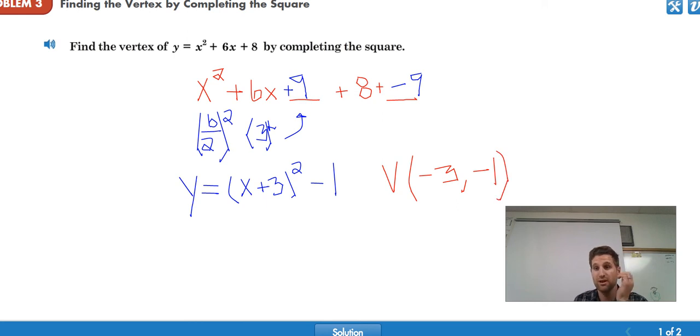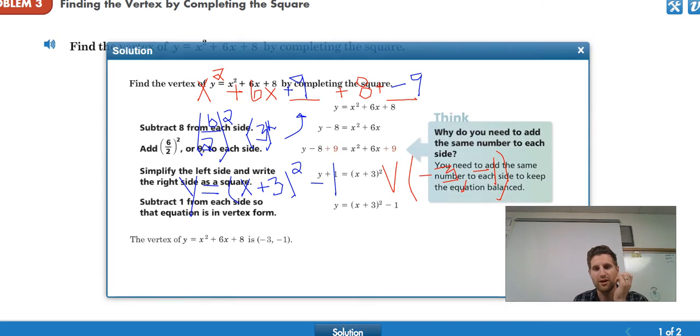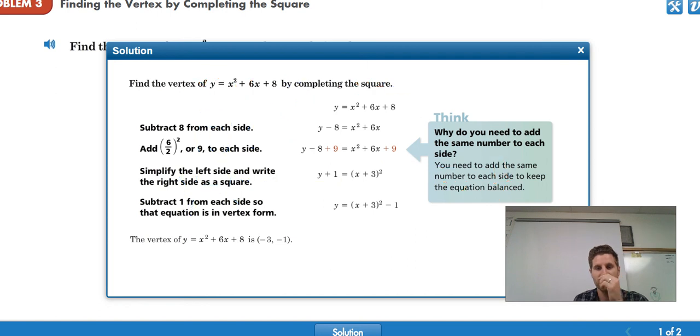Okay, and if you don't believe me, check this out. Watch, I'm wrong. Negative 3, negative 1, and all my work is shown over there, but let's just clear it. You can see here they did move the 8 over, but then they moved it back, so I just did that differently. Why do you need to add numbers to the same side? So we can balance the equation. But this is exactly what I showed you, and we pull out the negative 3 from here because it's x minus h squared. All right, let's do one more.